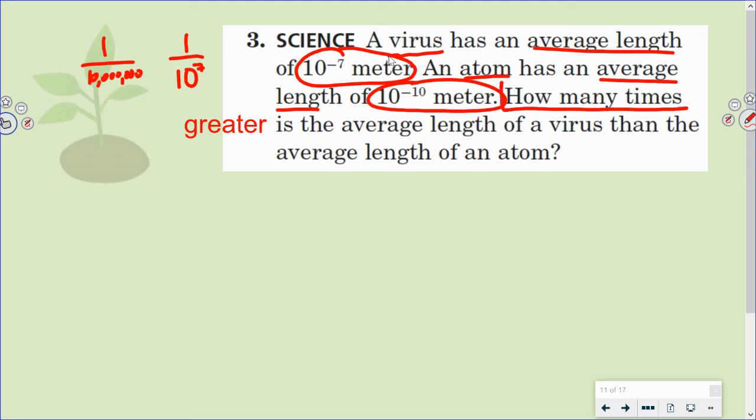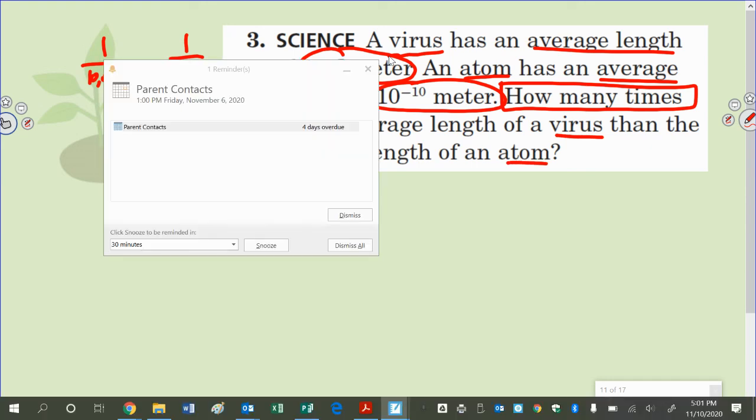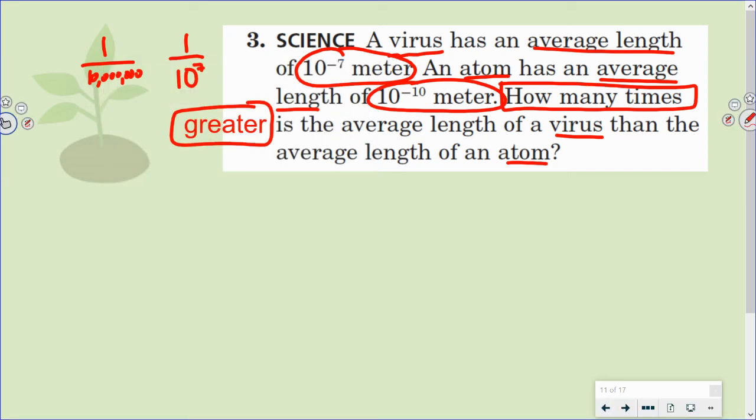So the question says how many times, and you know what? I'm kind of disappointed in this worksheet. It should say how many times greater, maybe just a little typo, but nevertheless, that's kind of important. How many times greater is a virus compared to an atom? Okay, so let's act like we have a hugely powerful microscope. And so you go across a virus and you find the virus to be this big. But the truth is, an atom is much smaller. So the question is, how many atoms will fit inside?